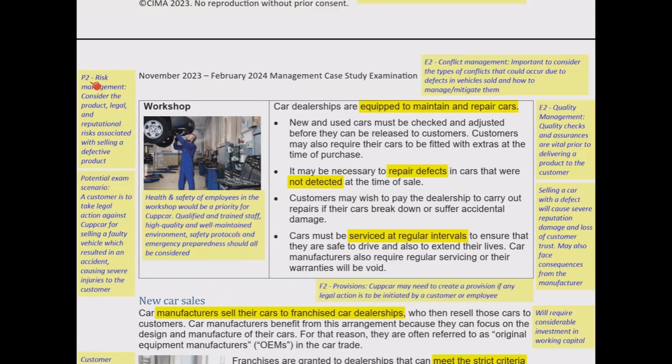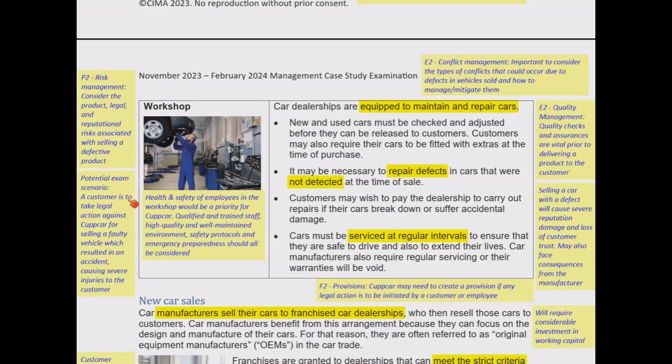Now, if we think about that workshop, there are so many different things to consider. If we think about risk management, P2, it's regularly tested in the exam. I would encourage you to look back at past exam sittings and past exam questions and think, okay, if they ask me that for Cuppcar, what would I think of discussing? Really good practice for you. Regularly tested is considering various different types of risk, and often in the question they will suggest which risk they want you to talk about. So product risk, legal risk, reputational risk, and operational risk has been a regularly tested area as well.